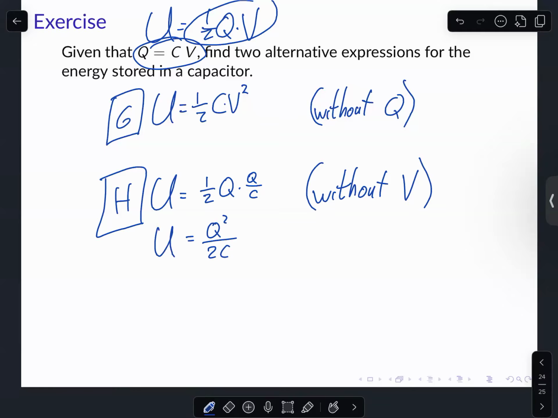Sometimes you will be given capacitance and voltage. Which formula would you use? The one with capacitance and voltage in it. Other times you'd be given charge and capacitance. Which formula would you use? Well, look at what you've got and plug in.